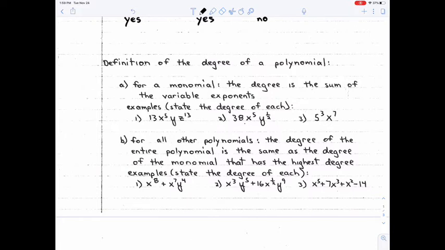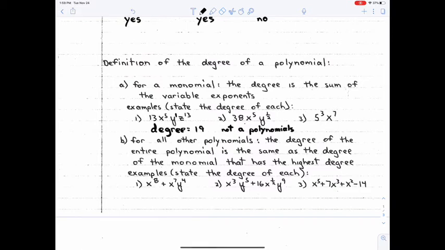What you do is you add up the variable exponents. So here, what's the degree? The degree of this one is not 18. The degree is 19, because it's 5 plus 1 plus 13, because remember, the y has an understood exponent of 1. Number 2 doesn't have a degree. It's not a polynomial. Degree only applies to polynomials.